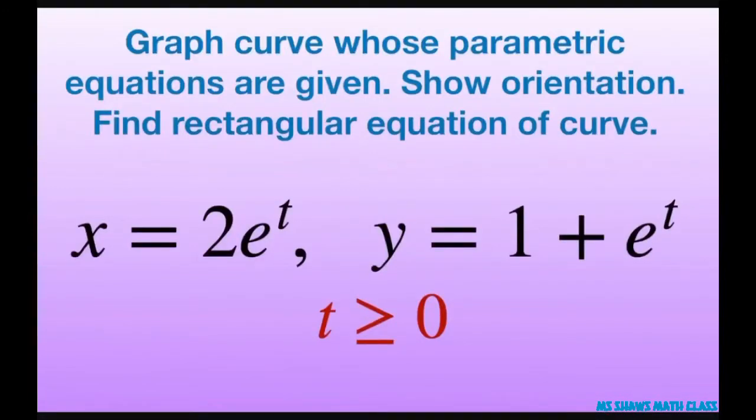Hi everyone. We're going to graph the curve whose parametric equations are given. X equals 2 times e to the power of t and y equals 1 plus e to the power of t. We're also going to show the orientation and find the rectangular equation of the curve.